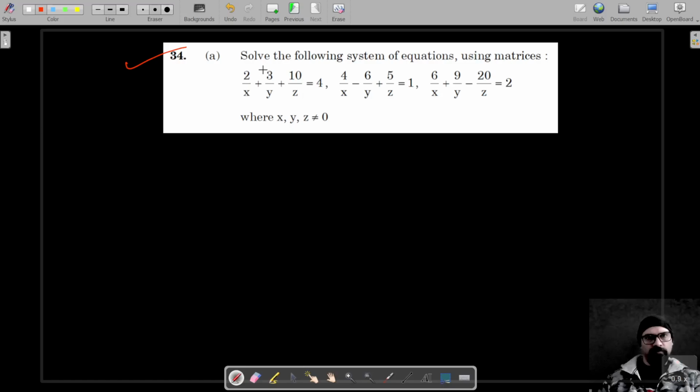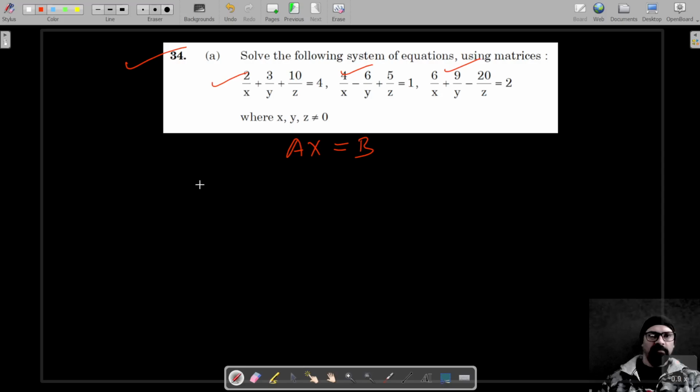For question number 34, part A, we have to solve the following system of equations using matrices. This is the first, this is the second, this is the third equation. And x, y, z are not equal to 0, but these equations are in terms of the variables 1 by x, 1 by y, 1 by z. So let's form the matrices first. And this given system of equations is equivalent to the matrix form AX = B.